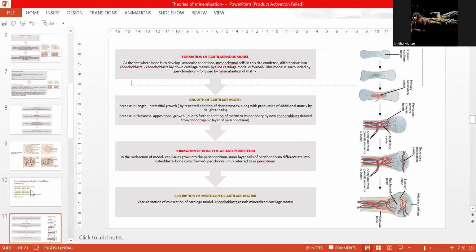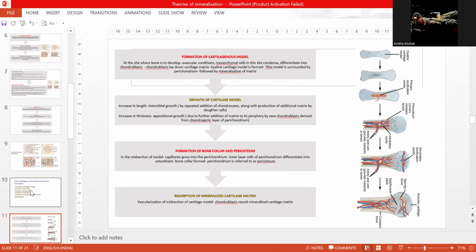This matrix later on increases in length by interstitial growth, by the repeated addition of chondrocytes along with the production of additional matrix by daughter cells. This results in an increase in thickness, or appositional growth takes place due to the further addition of matrix to its periphery by new chondroblasts derived from the chondrogenic layer of perichondrium.